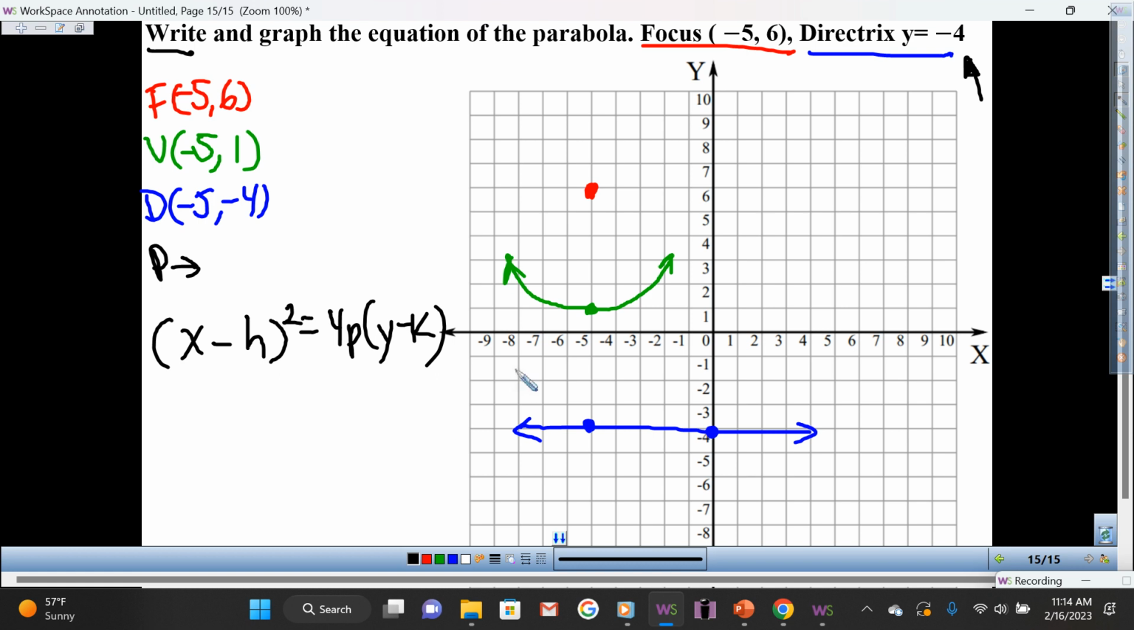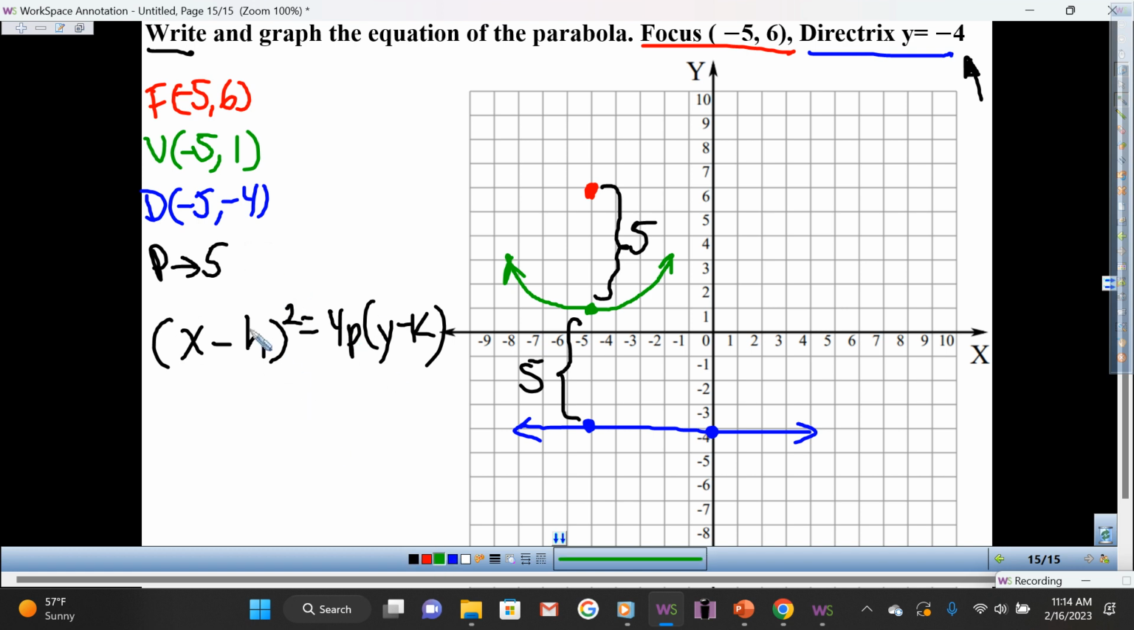All right. However, what else do we need? The distance between the points. What is that distance? What is this distance? And this distance. It should be the same, is that correct? Everyone? 5 and 5, yes, so that's our p. So now with that information, we're going to finish writing our equation.